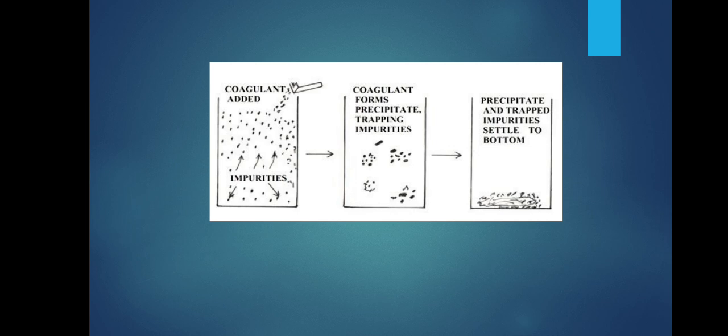Okay? Here the coagulant is added. Otherwise, if we didn't add the coagulant or the chemical, directly we mix using the paddles or blades. At that time, the coagulant forms a precipitate by trapping the impurities. Then the precipitate and the impurities get settled down at the bottom.